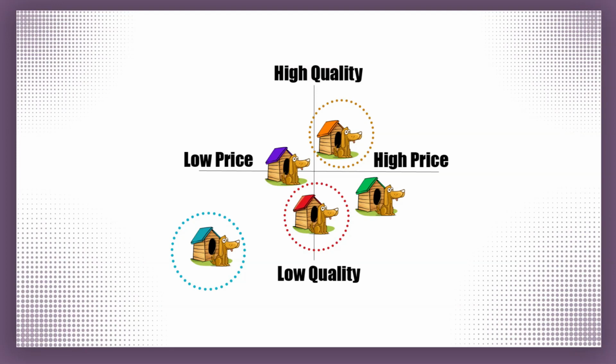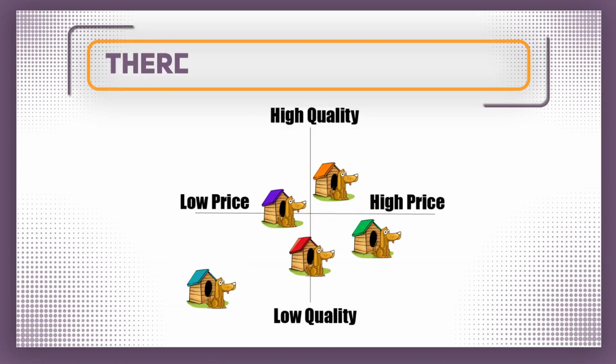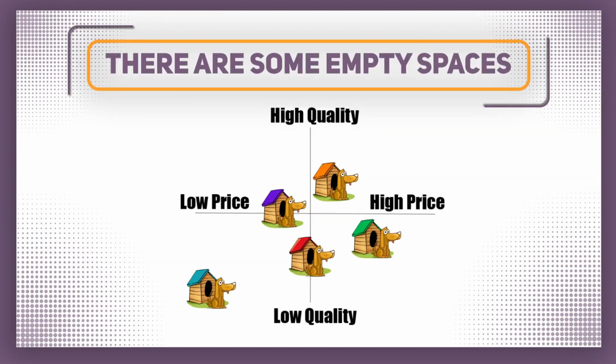Hopefully you can see that by mapping his competition out like this, Ruben is able to spot that there are some empty spaces on the map. For example, there is hardly anything in the high-priced, low-quality quadrant, and nothing really in the highest quality for the lowest price quadrant. Now it's important to understand that even though these spaces or gaps exist, this does not necessarily mean that starting a business aimed at these gaps is a good idea.